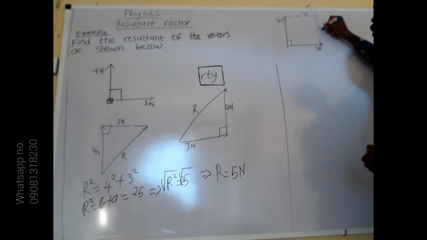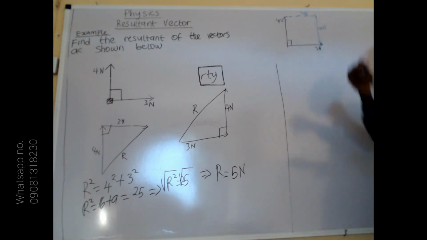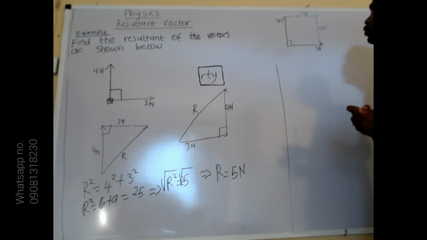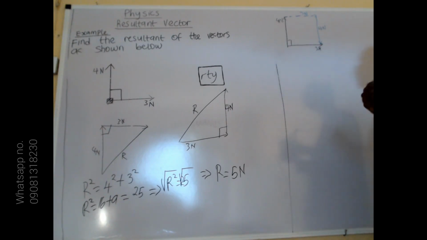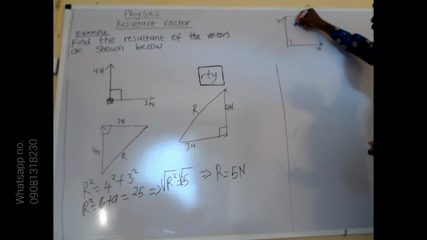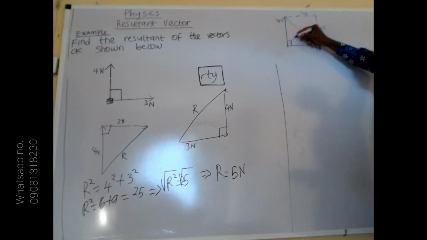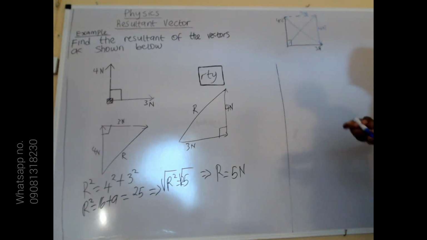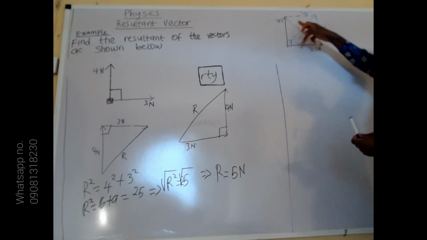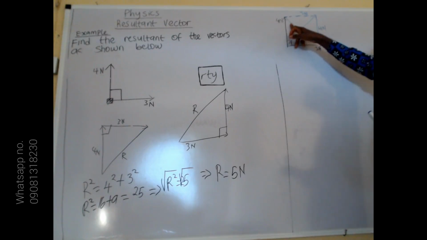Which is still 4 Newton. Now, what is this shape? This shape is a rectangle. It is a rectangle. And in a rectangle and a square, both diagonals are equal. The diagonal here and the diagonal here are equal.